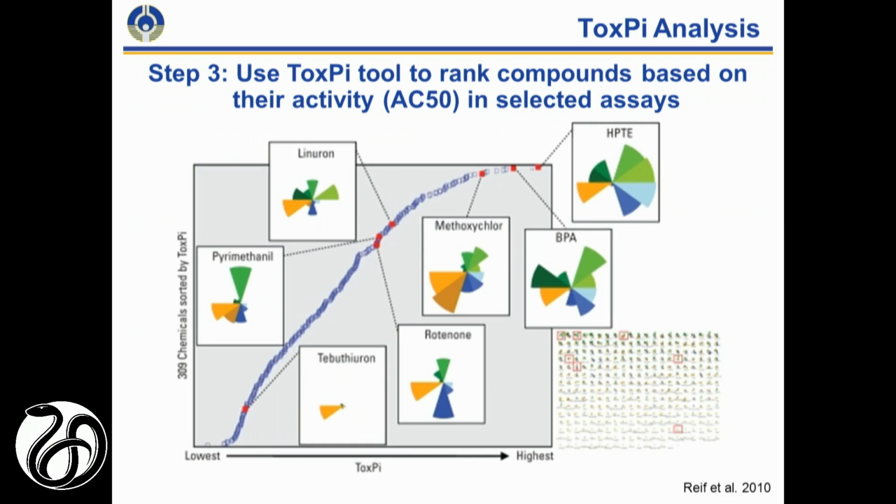And so what you get out of this output, this is actually from the original 309 chemicals. This is not the analysis that we did. I'm going to show you the analysis that we did in a minute. You get a tox pie ranking. And as you see, the area of the pie increases as you go up, basically the activity ranking.